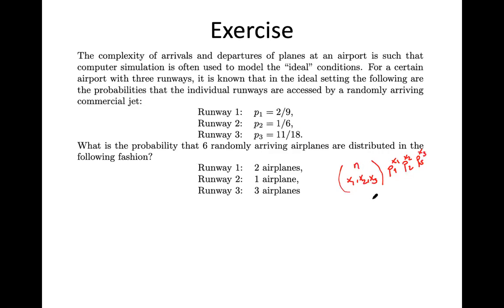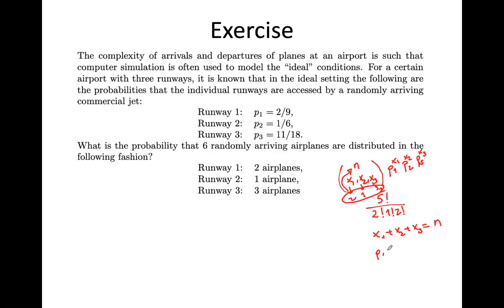And X1, X2 means, for example, if N is 5, X1 is 2, X2 is 1, and X3 is 2, then we would write N factorial divided by 2 factorial, 1 factorial, 2 factorial. The addition of them should be equal to N. X1 plus X2 plus X3 should be equal to N.